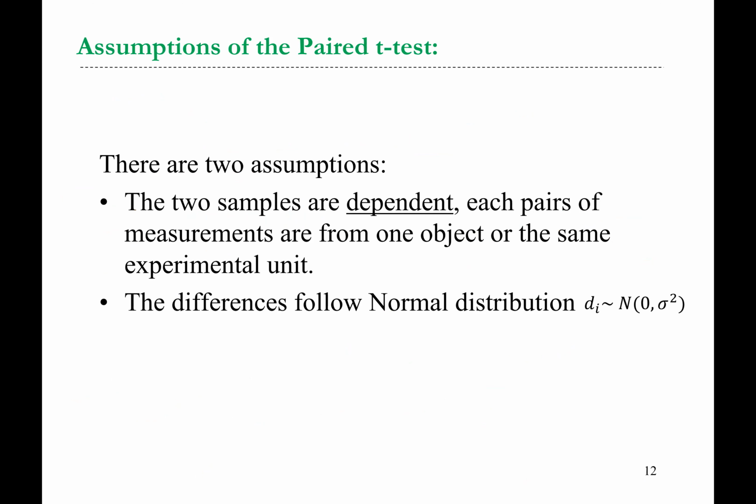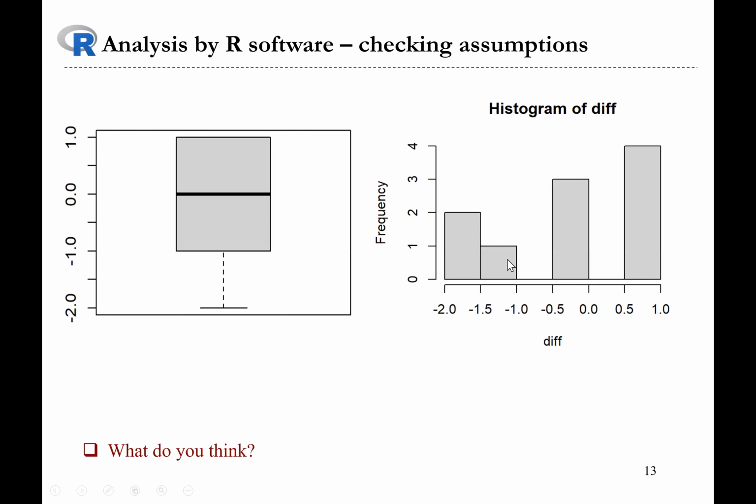Okay. As I said, the assumption in the dependent case is not on the X's, it's not on the two groups. It is on the differences between the two groups. The differences follow a normal distribution. So I need to check normality for the differences, not for the first group and second group, as we did in the two independent cases.